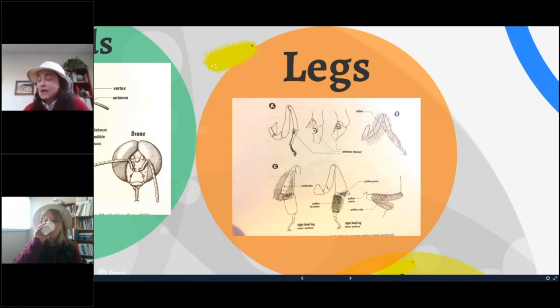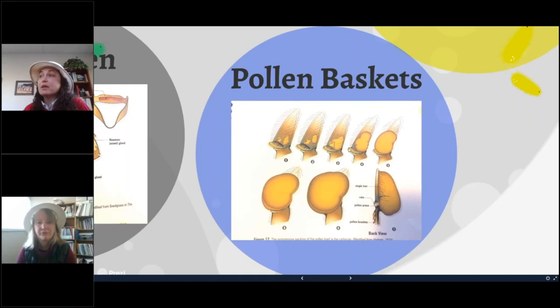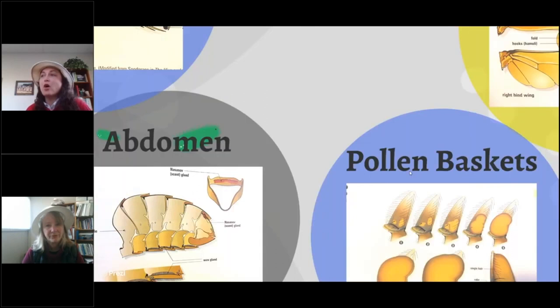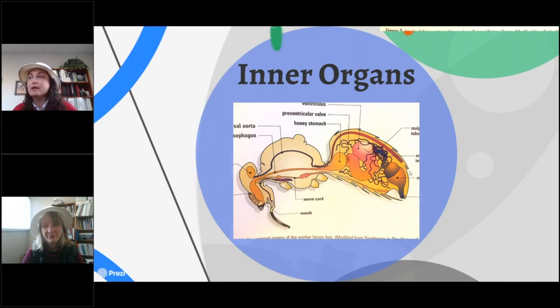And then here's an up close picture. See how the pollen is coming in a little bit at a time, and then it gets bigger and bigger. And it's that hinge that allows the bee to keep packing it into a bulging pollen sac. And finally, look at all of the organs on the inside of that little tiny bee. It takes all of these organs for the bee to do all of its jobs.